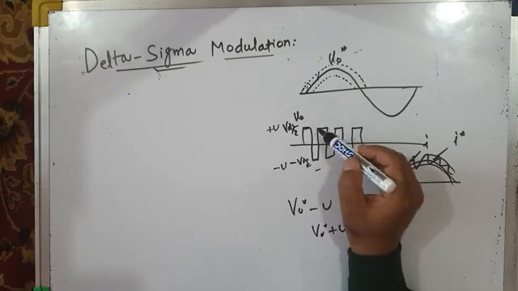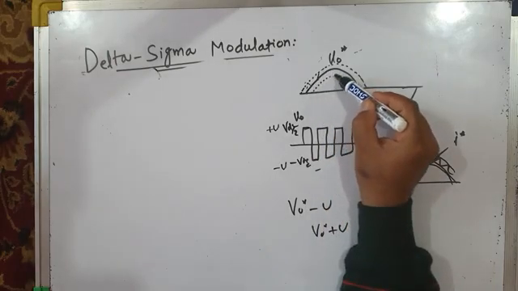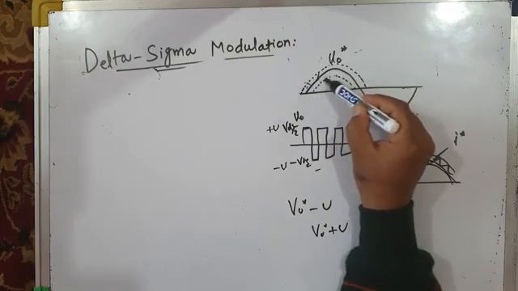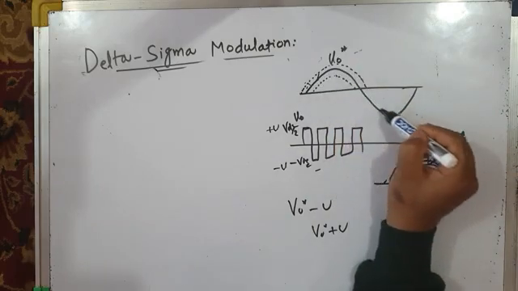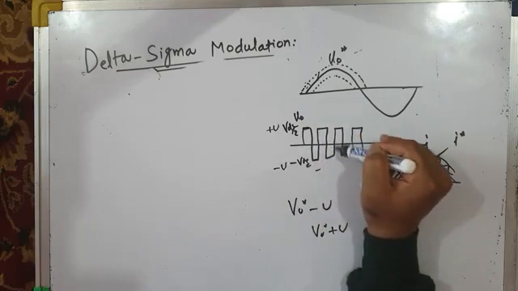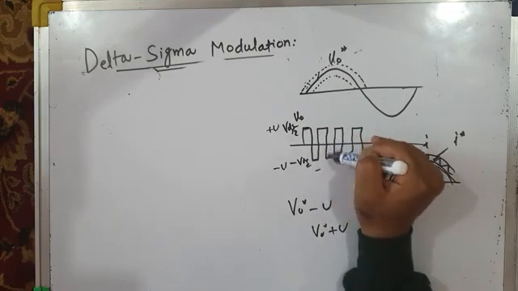We would like our load voltage to follow the reference voltage within this hysteresis band. That's not possible because my reference voltage is continuously varying like this, and my actual load voltage, say pole voltage, is not continuously varying, it's a discrete signal.